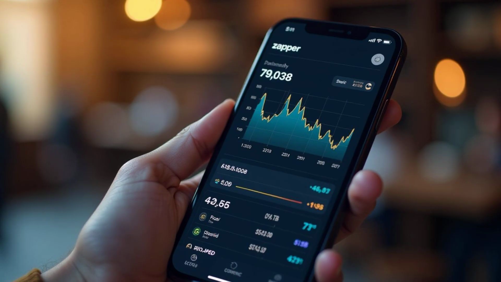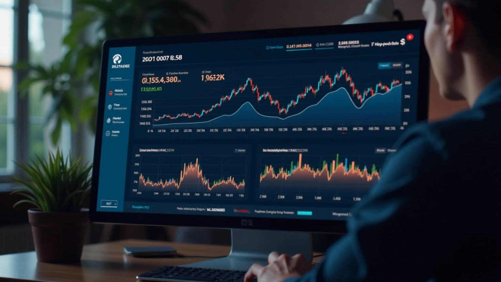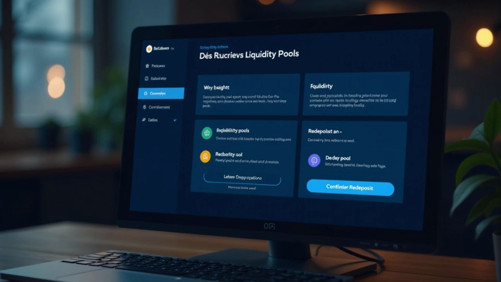For more automation, you can use apps like Zapper, DeFi Saver, or Beefy to monitor and manage your positions. These dashboards show your real-time earnings, risk exposure, and help you rebalance if needed. Some even let you swap between pools without withdrawing and redepositing.